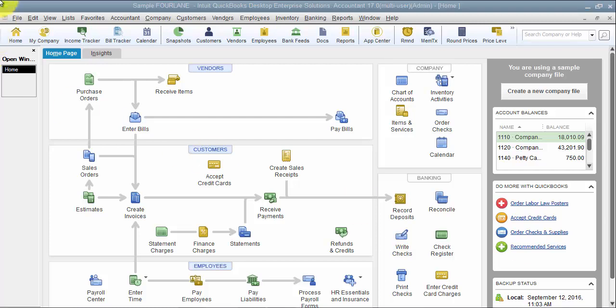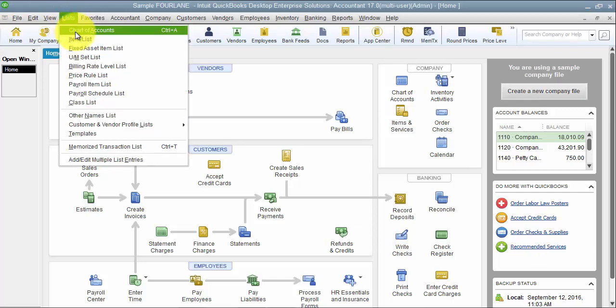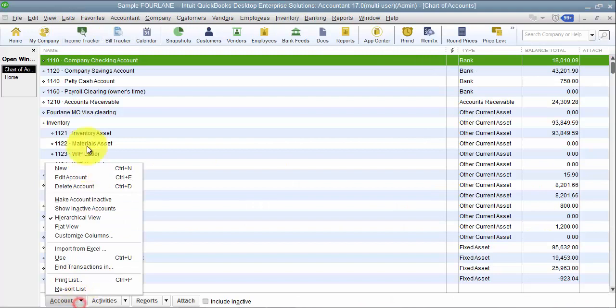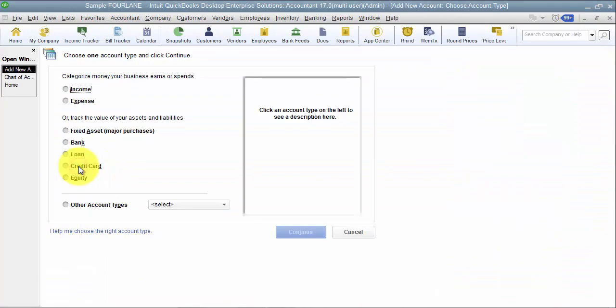So we're going to go to lists and chart of accounts, and I will select account and new to take you through the account types you can set up in QuickBooks.